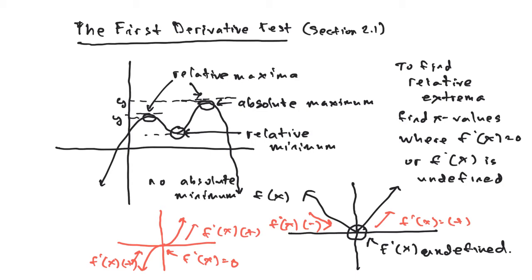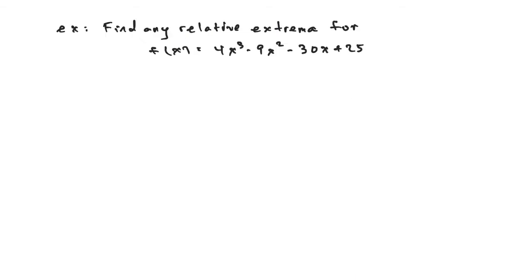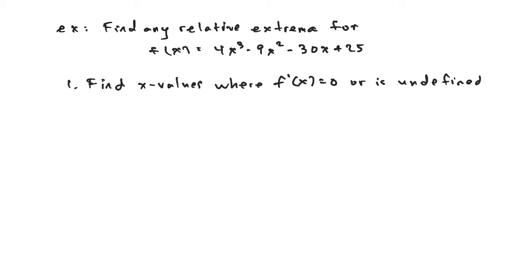So let's look at an example of this. Okay, so let's say we have an f of x which is equal to 4x cubed minus 9x squared minus 30x plus 25, and we want to find any relative extrema. So the first thing we're going to do is find the x values where f prime of x equals 0 or is undefined. All right, and these x values have a special name. They're what are called the critical values.